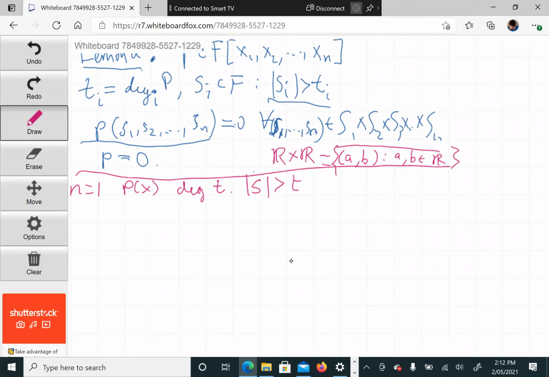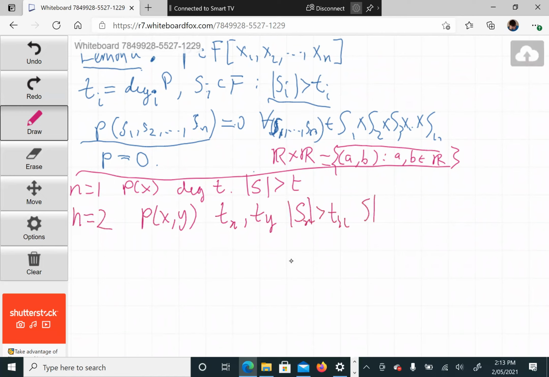Actually, I think it was easier to understand if you did n equals 2. So you have P of x, y, and you have t_x, t_y. And then S_x is greater than t_x, S_y is greater than t_y.